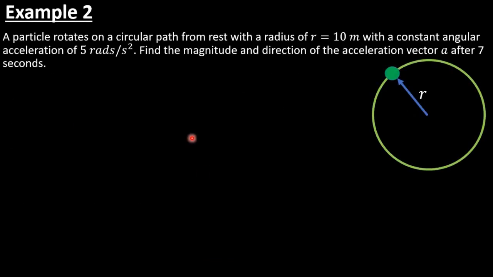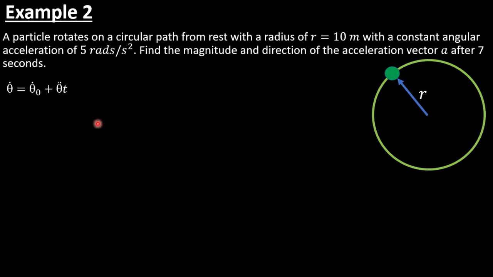Okay, example 2. A particle rotates on a circular path from rest with a radius of r equals 10 meters with a constant angular acceleration of 5 radians per second squared. Find the magnitude and direction of the acceleration vector A after 7 seconds. If you want to have a go at this, pause the video now, get your pen and paper, have a go, and then resume the video.